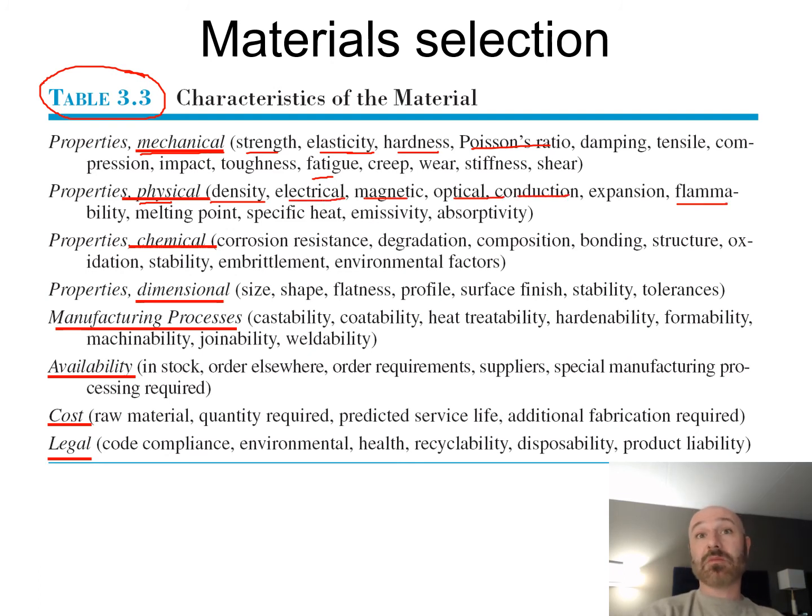Can it be near flames? Is there a melting point it needs to have? Is there specific heat? Are there absorptivity requirements within those things? These are things that may be specified by the environment you're using the product in, by the funding agency that is giving you the information, or by the client who knows it is going to be a bigger part of another system. So those are the physical ones, then you have your chemical ones.